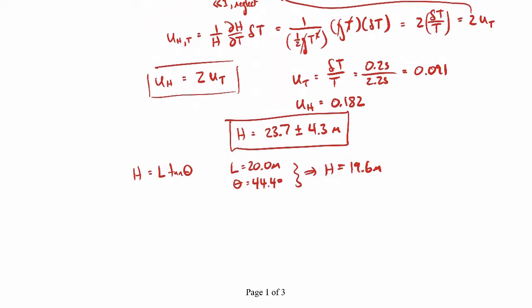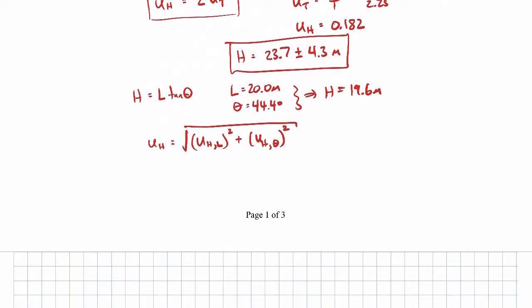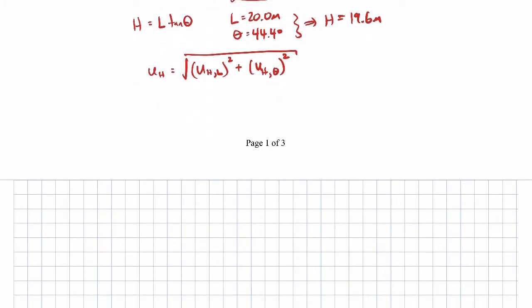and then the uncertainty for the angle measurement we haven't figured out yet. That's our next step. So to find the relative uncertainty in the height measurement using this approach, it'll be the relative uncertainty in the height due to the uncertainty in the length measurement squared plus the relative uncertainty in the height due to the uncertainty in the angle measurement squared. And to find what each of those terms are, let me go down here. We'll have to use the derivative method here.